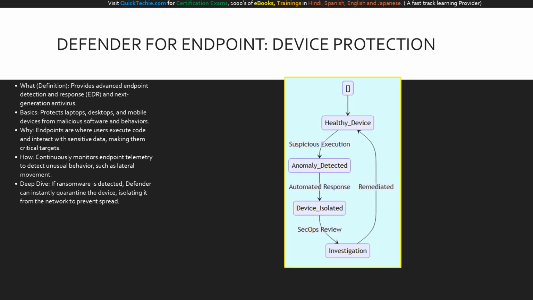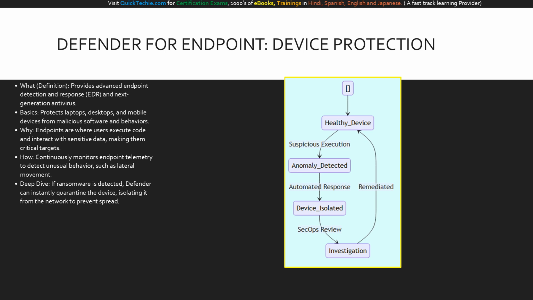Our next pillar is Microsoft Defender for Endpoint. What does it do? It provides advanced endpoint detection and response, commonly known as EDR, alongside next-generation antivirus capabilities. Basically, it protects the actual hardware your employees use: laptops, mobile phones, and servers. Why is this critical? Because the endpoint is where the data lives and where the code runs. It is the ultimate destination for an attacker. How does it work? It continuously analyzes endpoint telemetry to detect anomalous behavior, such as privilege escalation or lateral movement.